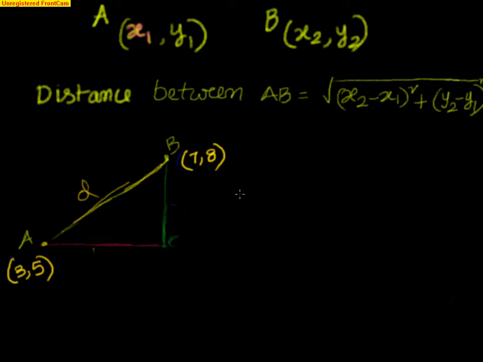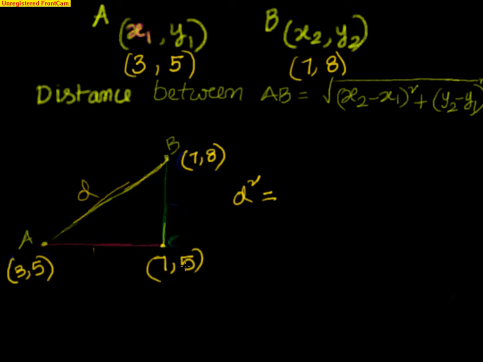Now what does the theorem say? Whatever we have found, it's not actually a theorem. D square is nothing but, what is my y2 minus y1? You feel comfortable? Just keep them here. x1, y1 is 3, 5 and x2, y2 is 7, 8. You can substitute directly in the formula, or I can find this point 7, 5, and find this horizontal distance, 4. Similarly, I can find this vertical distance, which is whatever you get from the formula.